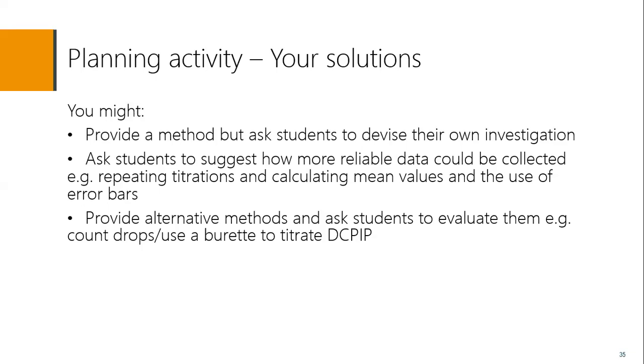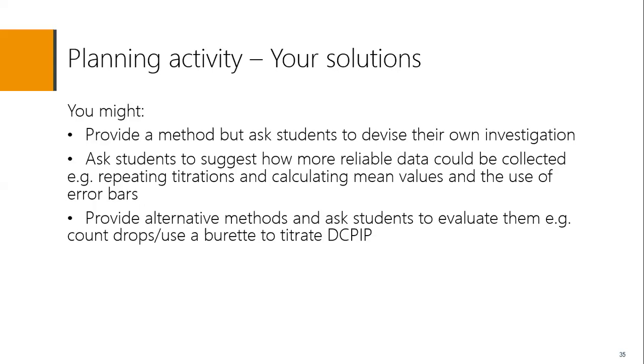You might want to ask students to evaluate methodology by providing different methods and asking them to discuss the advantages and disadvantages of each. For instance, when you're measuring vitamin C content, you might do it by counting the drops of DCPIP, or you could make it more accurate by using a burette to titrate the DCPIP.